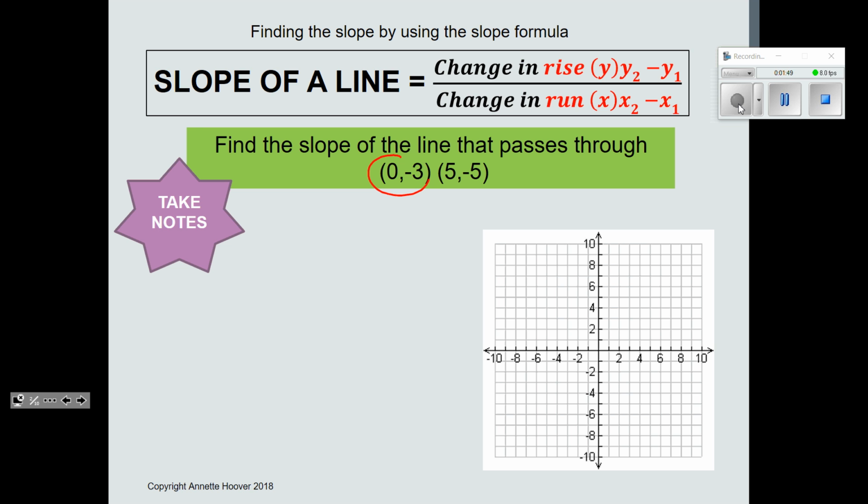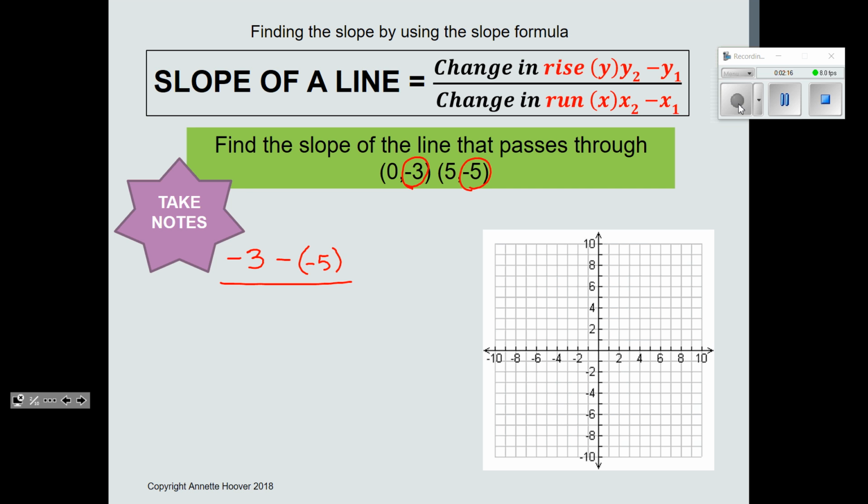So in this particular problem, we have two ordered pairs. That means we have two x's and two y's, and we want to subtract the y's on the top. So the y's are the -3 and the -5. So which one do I write first? It doesn't matter. I'm going to show you that you can do both and you're going to end up with the same answer. So let's say we take the -3 as the y2, and we're going to subtract the other y.